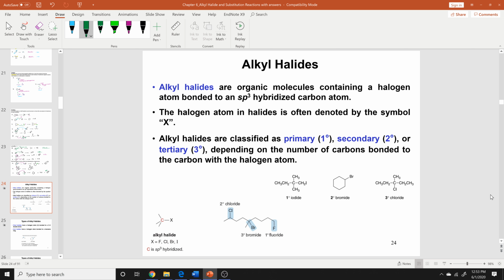For this chapter, fluorine is not used as a halide. The reason is that fluorine is a very bad leaving group, because it is the strongest base among all.